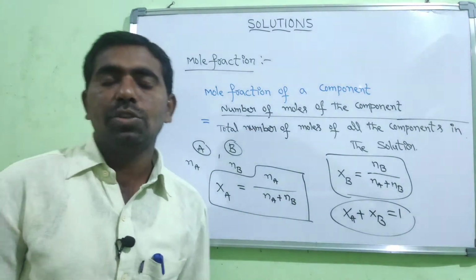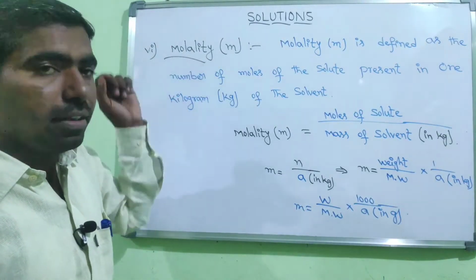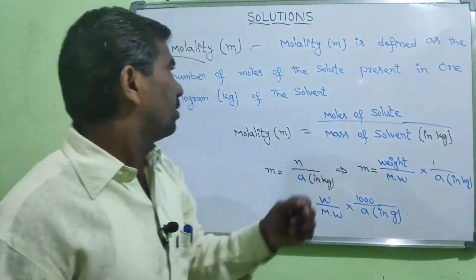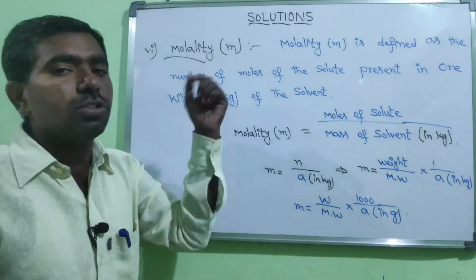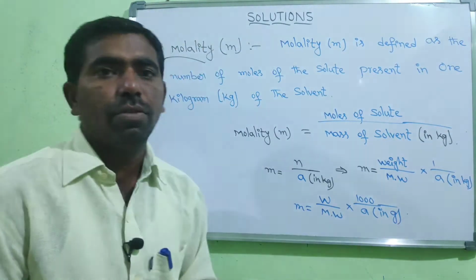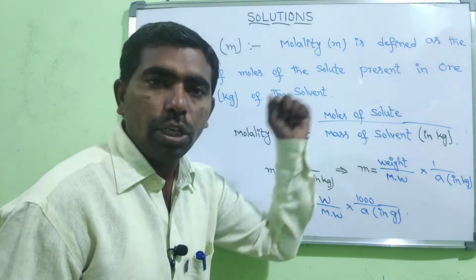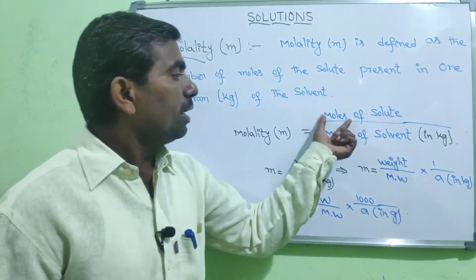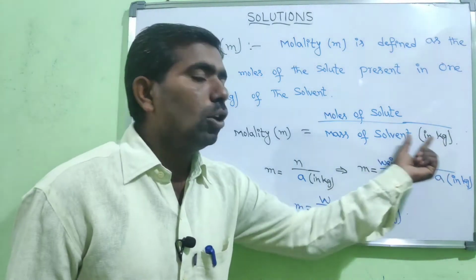So this is one of the methods used for expressing the concentration of a solution. Now the next one is molality. The symbol for this is small m. Molality is defined as the number of moles of the solute present in 1 kilogram of the solvent. So that is the definition of molality. Here I have written the mathematical expression for molality. Molality small m equals moles of solute divided by mass of solvent in kilograms.